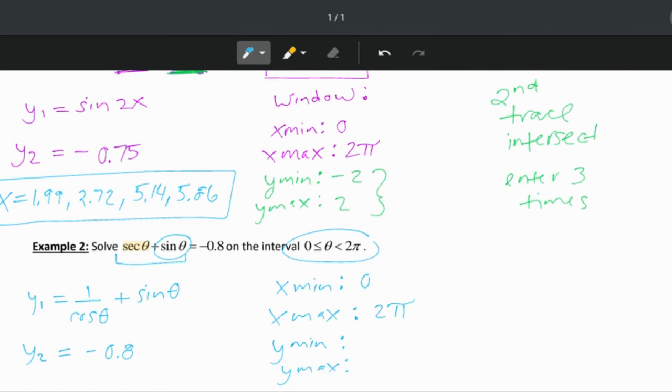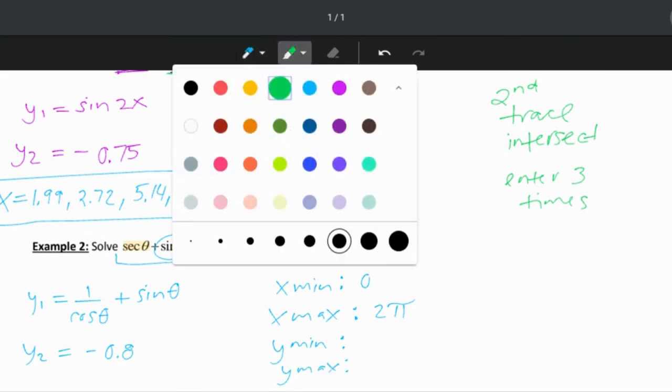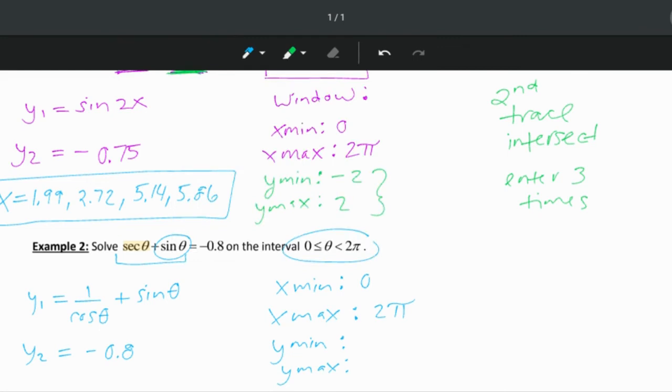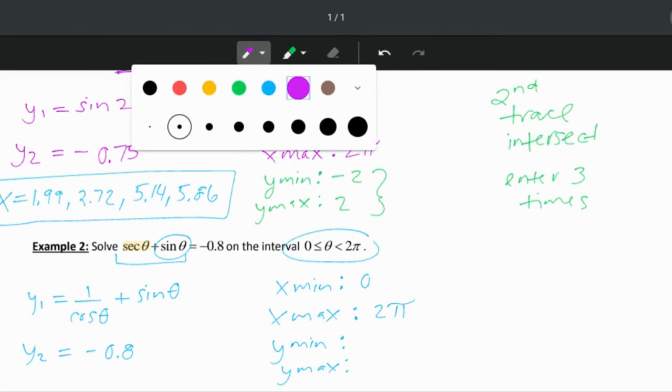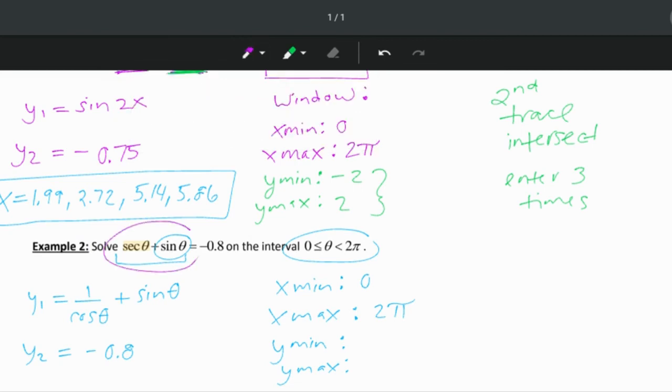I don't know about you guys, but I don't exactly know what this graph, secant plus sine, is going to look like. We're really familiar with sine and cosine graphs, but when you add those together, I'm not sure what that looks like, so we might just have to play with our window. This right here is just a horizontal line at negative 0.8. So let's just graph it with our current window and see, do we need to adjust the y's? We might have to, we might not.